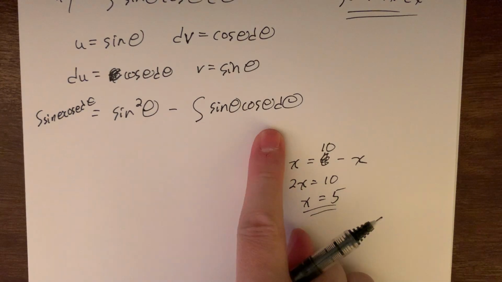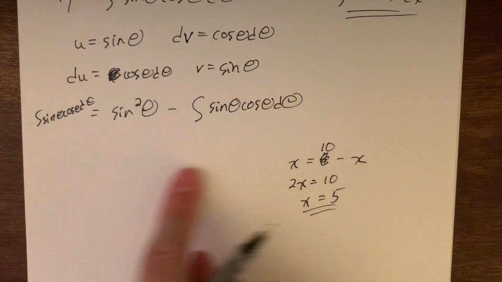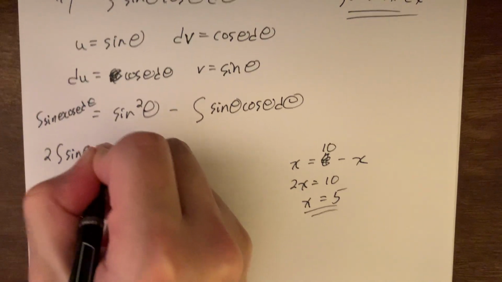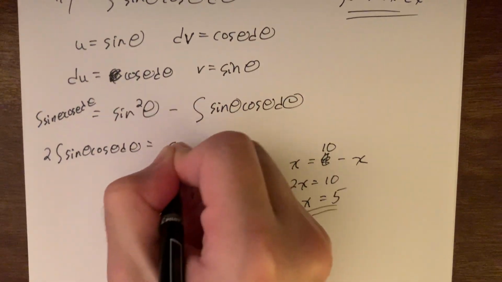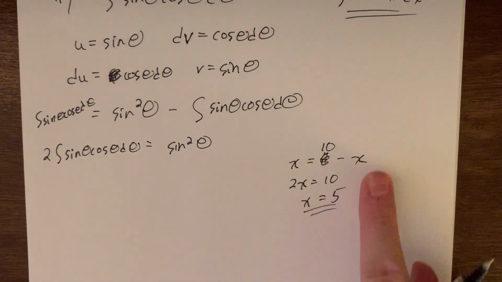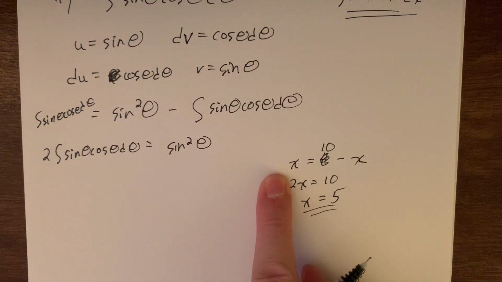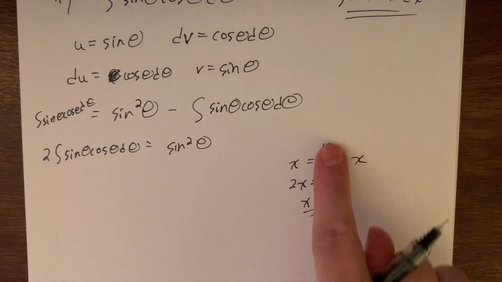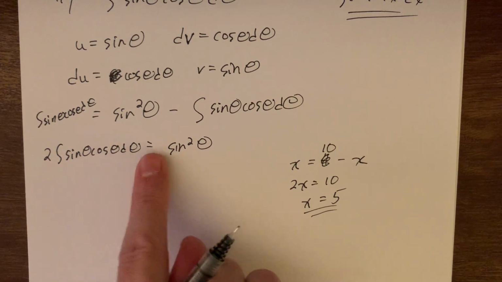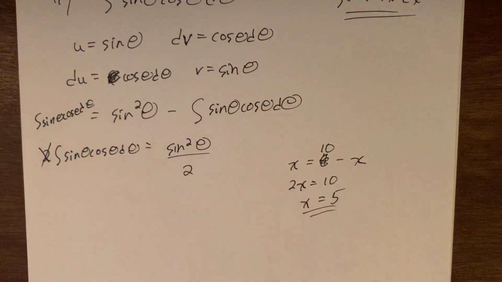equals this minus that same integral. That's actually a good thing. We can add that to the other side. So now I have 2 integral sine cosine equals sine squared. Just like here, when I added the x, I added this integral. So now I have 2x equals whatever, and then divide by 2. Well, 2 times this integral equals whatever. Divide both sides by 2.